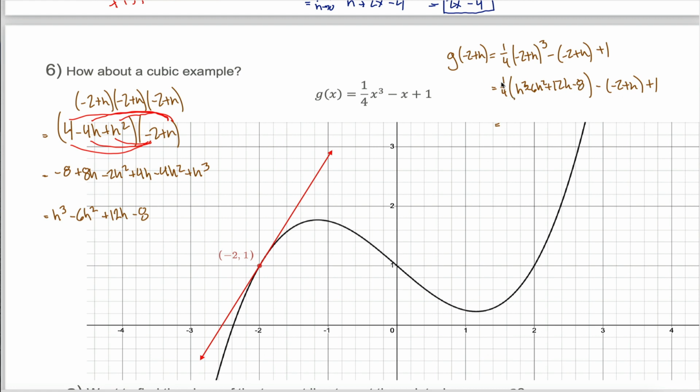So to get rid of these parentheses, I'll take the 1/4 and distribute it through. I would get 1/4 h cubed minus 6h squared times 1/4. 6 times 1/4 is 6/4 or 3/2. So I get minus 3/2 h squared plus 12h times 1/4. 12 times 1/4 is just 3. So I get 3h minus 8 times 1/4. 8 times 1/4 is 2. So I get minus 2.